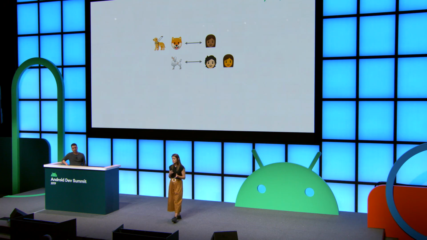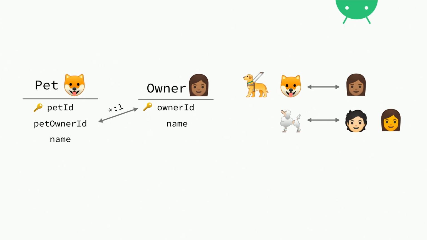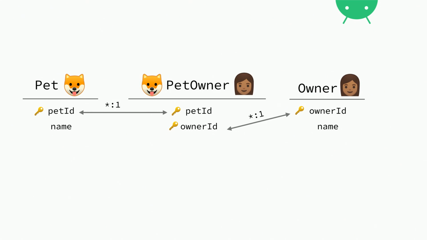OK, so we have an owner having multiple pets. But what if a pet can have multiple owners? Well, in this case, we have a many-to-many relation. Unfortunately, this can't be expressed simply with two tables. Rather, what we need to do is to create a junction, a link table, a pet owner table that contains the IDs of the pet and of its owner.